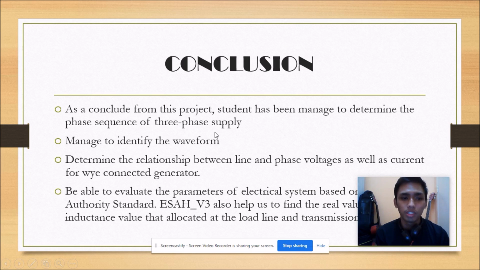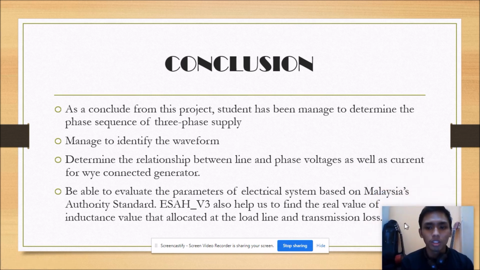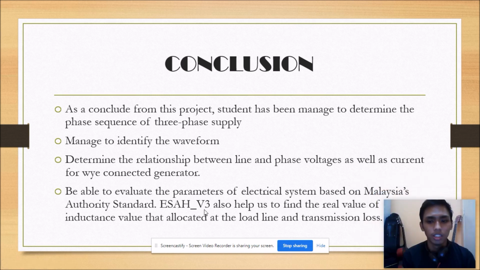Okay, lastly, from this project, I can conclude that students have managed to determine the phase sequence of three-phase supply and managed to identify the waveform. Next, determine the relationship between line and phase voltage as well as current for a Y-connected generator. And lastly, be able to evaluate the parameters of an electrical system based on the Malaysia Authority Standard (ESA). I refer to version 3, which also helps us to find the real value of inductance that is allocated at the load line and transmission loss.